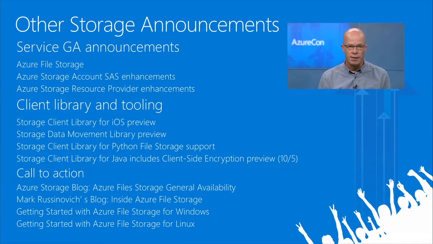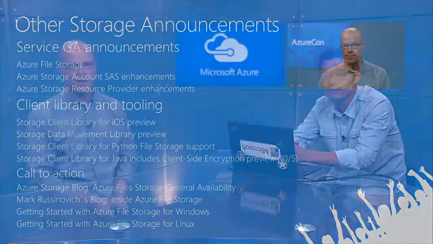We've also got a lot of enhancements in our client library and tooling. First of all, we have our iOS preview now available. We've also just released our data movement library. Data movement library is the core data movement framework that powers AZ Copy, that allows people now to build high-performance data movement-based applications, useful for scenarios such as backing up data or migrating data from another cloud provider into Azure storage. We also have full support for files within our Python client library. Plus, in about a week, we're going to roll out our Java client library with client-side encryption support.